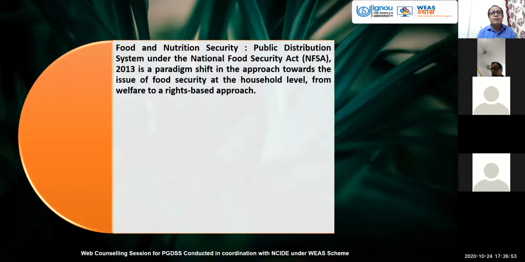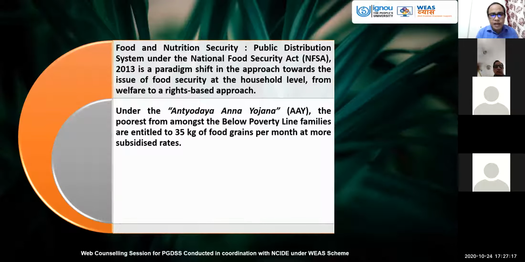Under this National Food Security Act, our objective is to give food as a fundamental right, and we are assuring food security at the household level. It is a kind of right-based approach. Then we have another scheme, Antyodaya Anna Yojana. The poorest among the below poverty line families are entitled to 35 kg of food grains per month at a more subsidized rate.